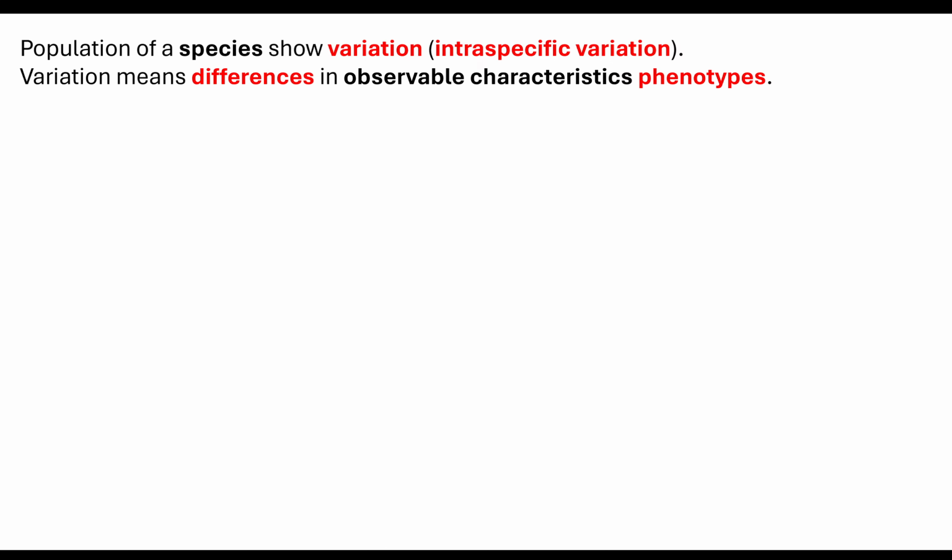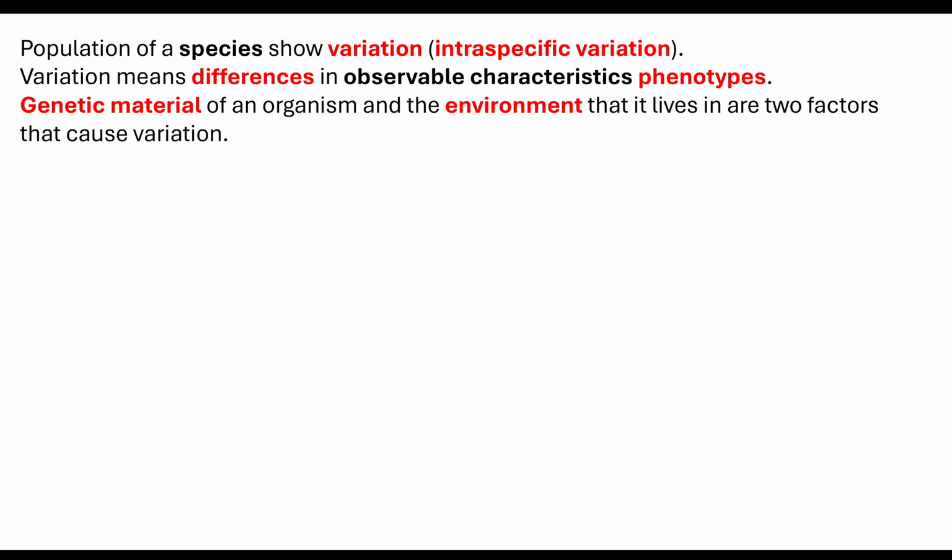Now, variation basically means the differences in observable characteristics, those phenotypes, those physical traits that we can see. And that is to do with the genetic material that you possess, as well as the environment in which you live. So these are two factors that cause variation. Now we're going to focus today's session on the genetic material of an organism.